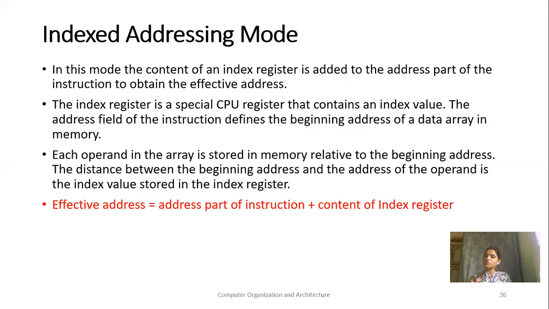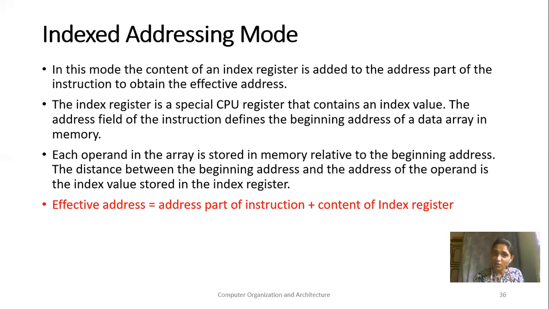Your index value is going to be variable, while the address field which you have specified in your instruction is going to be fixed. So by changing the value of the index register you can get your array's first address, second address, third address, fourth address, and so on, by just incrementing the value of this index register. So your effective address will be the address part of the instruction plus the content of your index register.